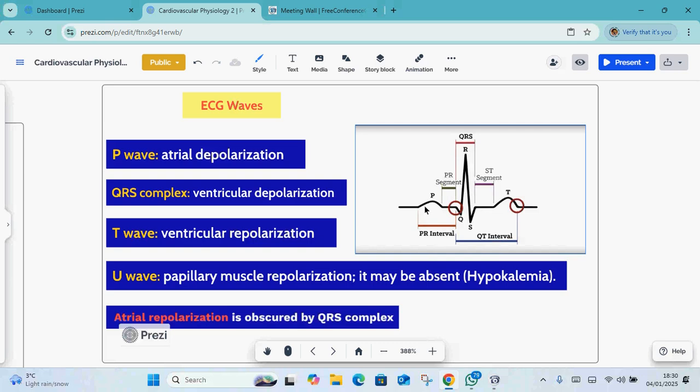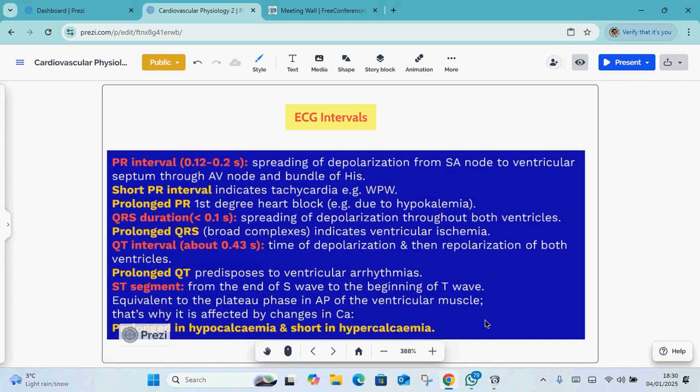PR interval from the start of P to the start of R, QRS from the start of Q to the end of S, QT from the start of Q to the end of T. PR segment from the end of P to the start of R, ST segment from the end of S to the start of T. Is that clear? Yes, clear. So you all understand the ECG waves and intervals?